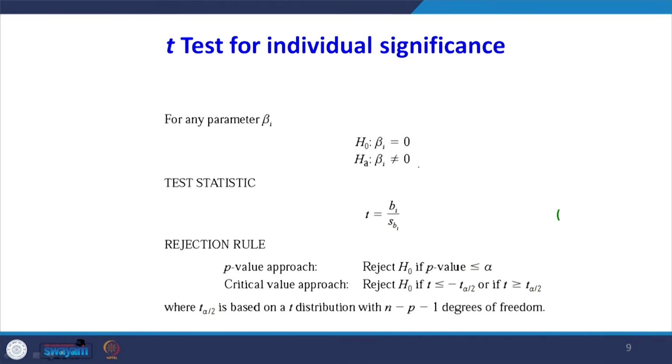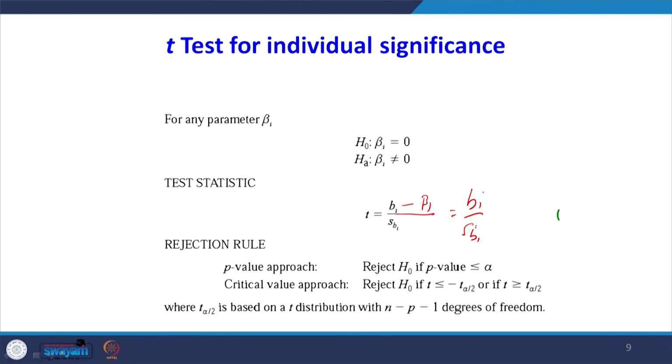Now, we will go for the individual tests. For each variable, we will see whether that individual variable is significant or not. For any parameter beta i, H naught: beta i equal to 0, HA: beta i not equal to 0. The test statistic is bi divided by Sbi. Actually, this should be bi minus beta i divided by Sbi, but because we are assuming beta i equal to 0, the remaining is only bi divided by Sbi.